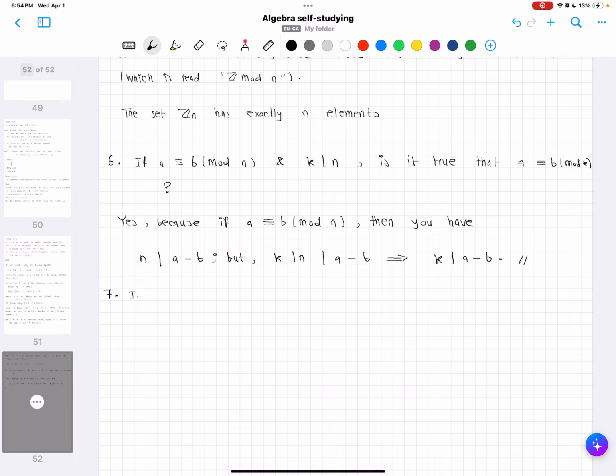If A belongs to Z, prove that A squared is not congruent to 2 modulo 4 or to 3 modulo 4.